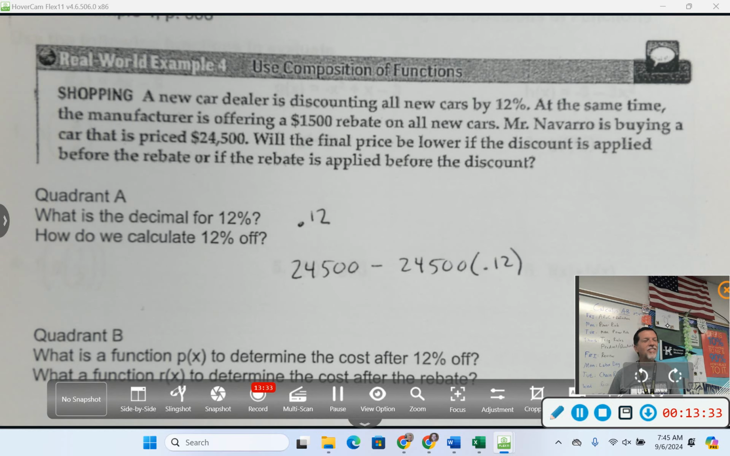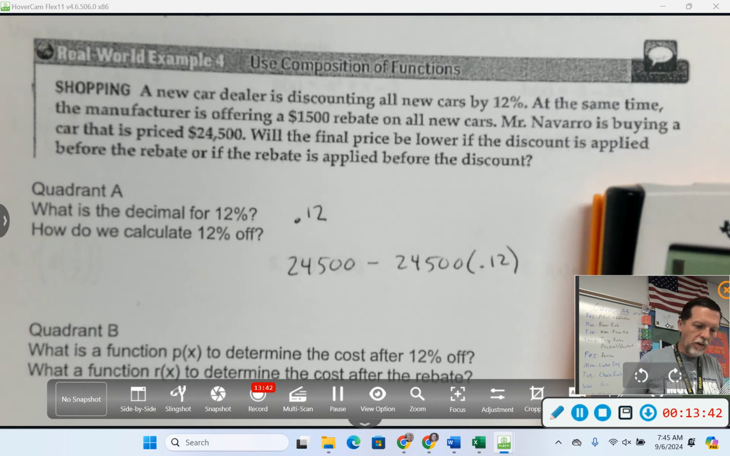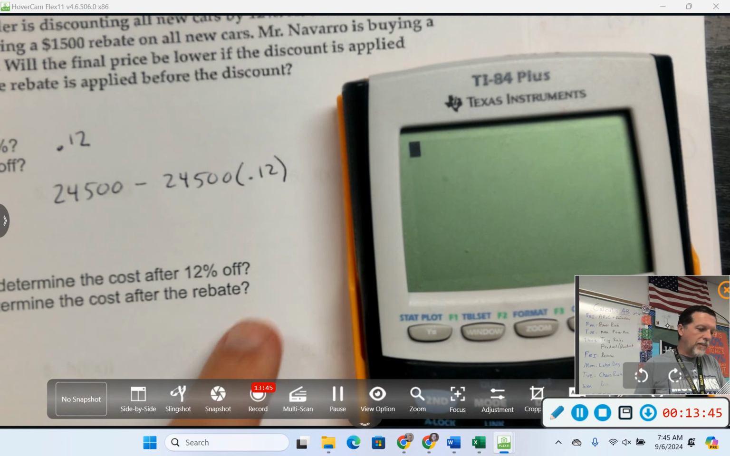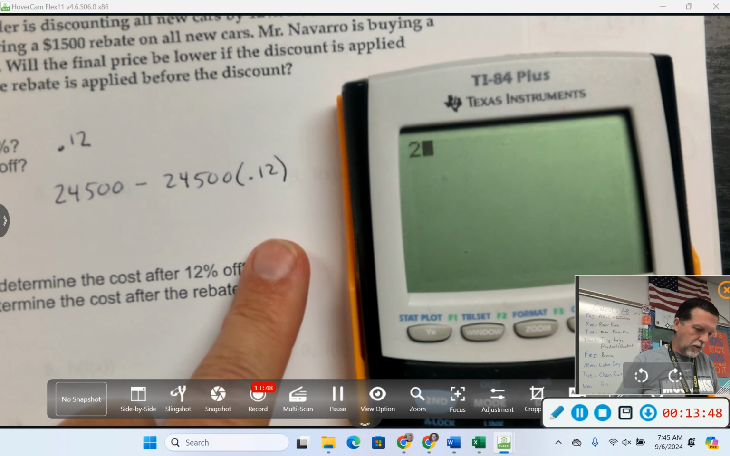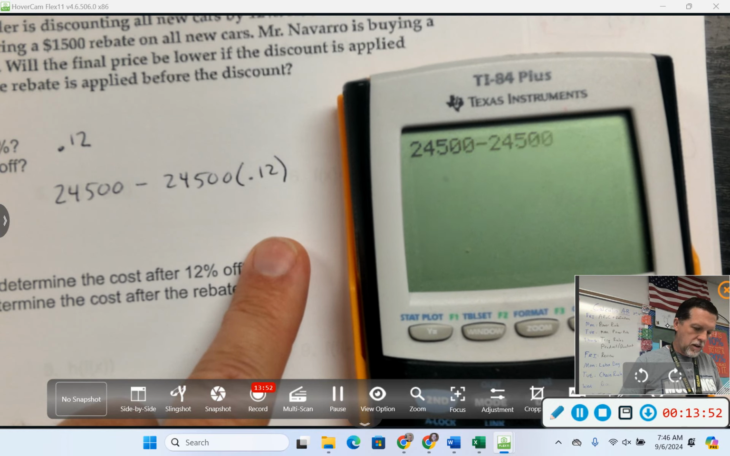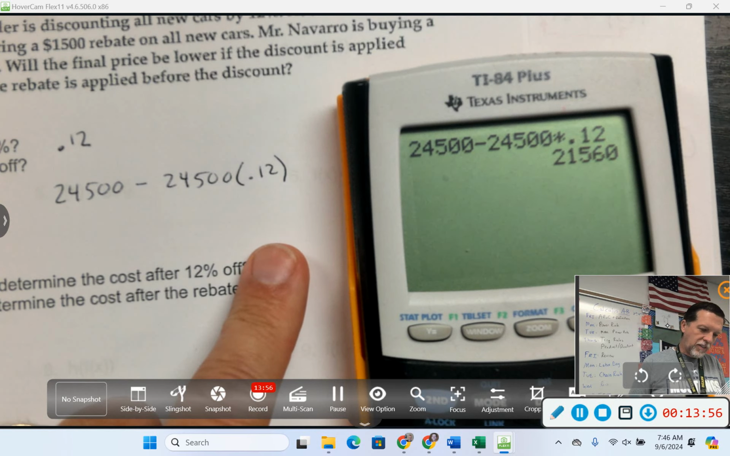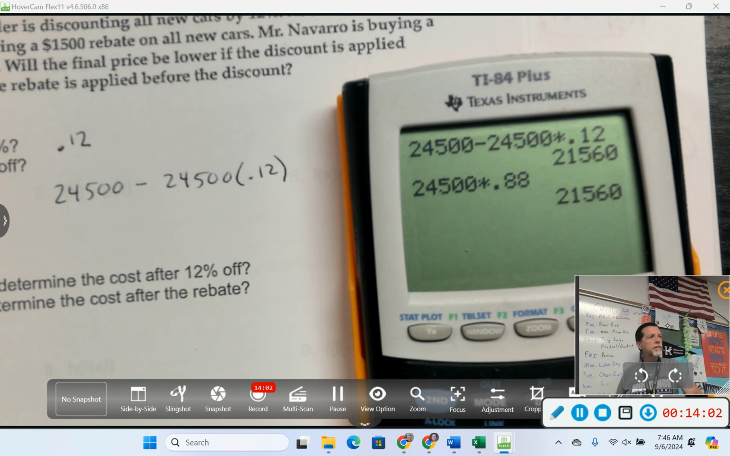0.88. Yes, that's right. The other way would be to multiply the original by 0.88. That's it. With the calculator, it wouldn't matter which way you go. So you don't have calculators. You would have a calculator on one like this, but right now, just trust my calculator. So 21,560. We could verify that the 0.88 trick would work, and it does.